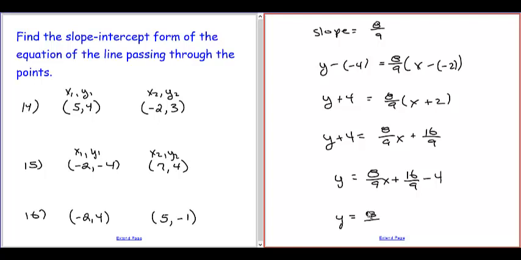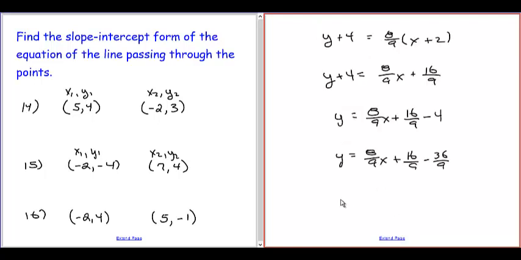Then we convert negative 4 into ninths. So 4 times 9 is 36, so we get negative 36 ninths. And then we simplify. So 16 minus 36 is going to be negative 20 ninths. Another way you can think about this is 36 minus 16 is 20, and then you change the sign because the negative part is greater than the positive part.